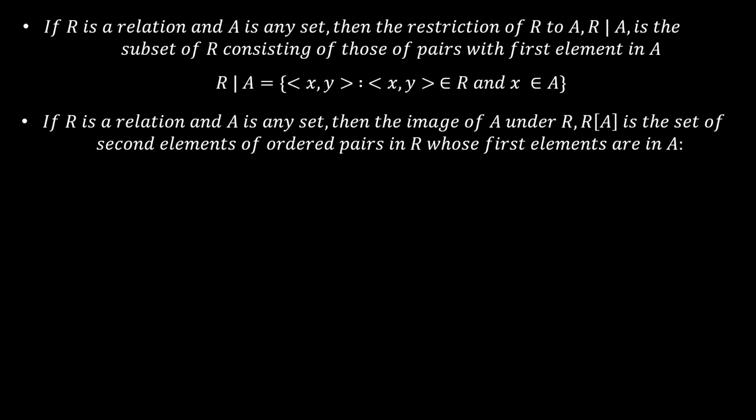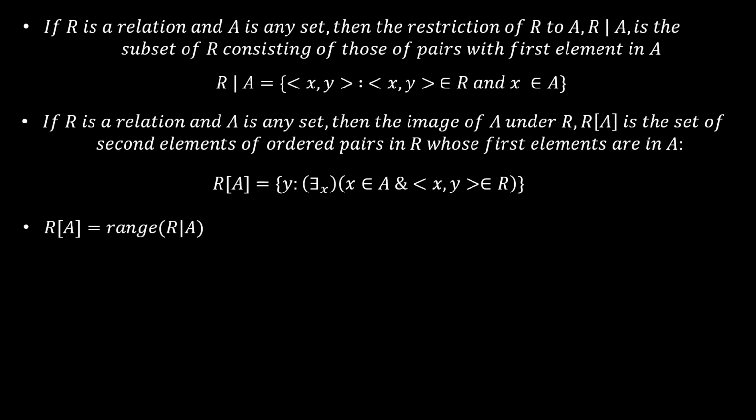If R is a relation and A is any set, then the image of A under R, which we express as R[A], is the set of second elements of ordered pairs in R whose first elements are in A. I would express that as: the image of A under R is the set of y for which there exists an x such that x is an element of A, and the ordered pair (x, y) is an element of the relation R. In other words, the image under R is the range of the restriction of R to A.